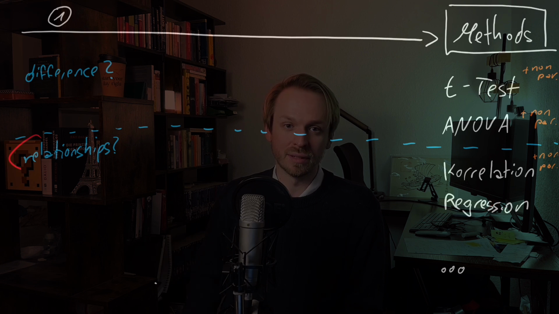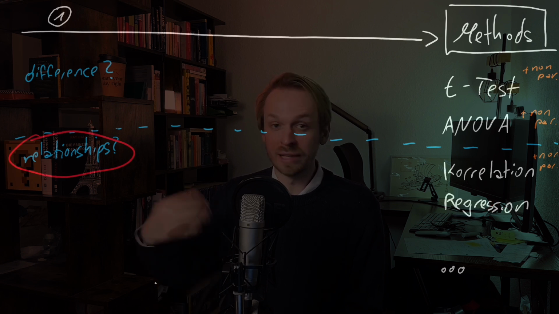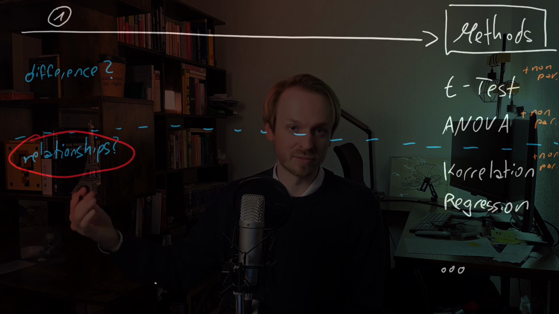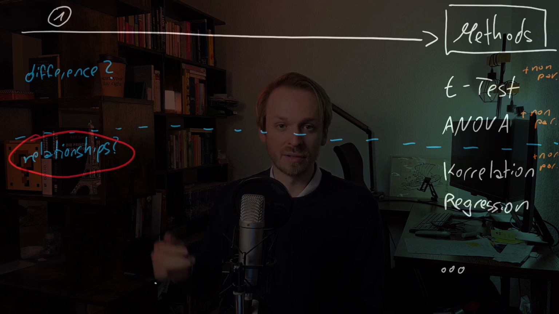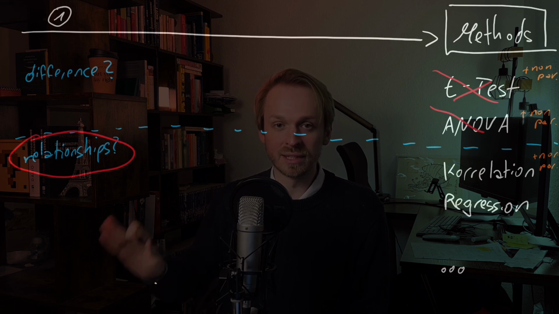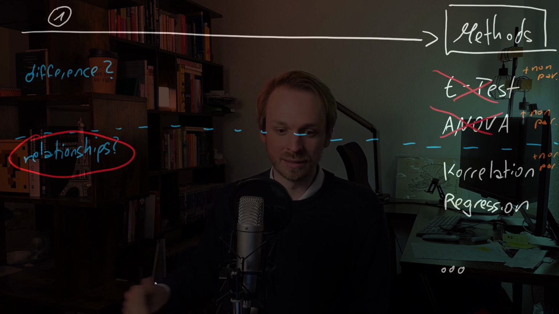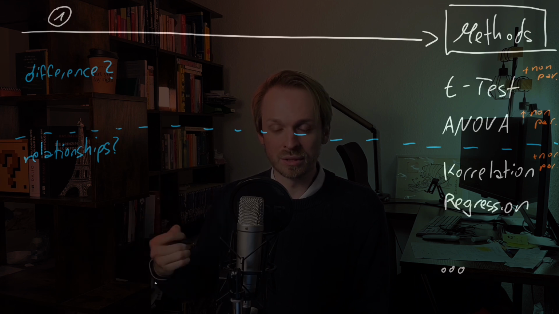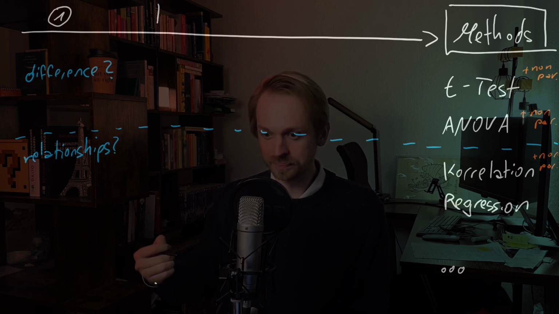On the other hand, if I have a hypothesis which states a relationship, where I say the more sleep I get, the more productive I am, for example, then I have a relationship hypothesis which automatically rules out every difference analysis I can conduct. So let's start here. Do I want to see differences or do I want to see relationships?